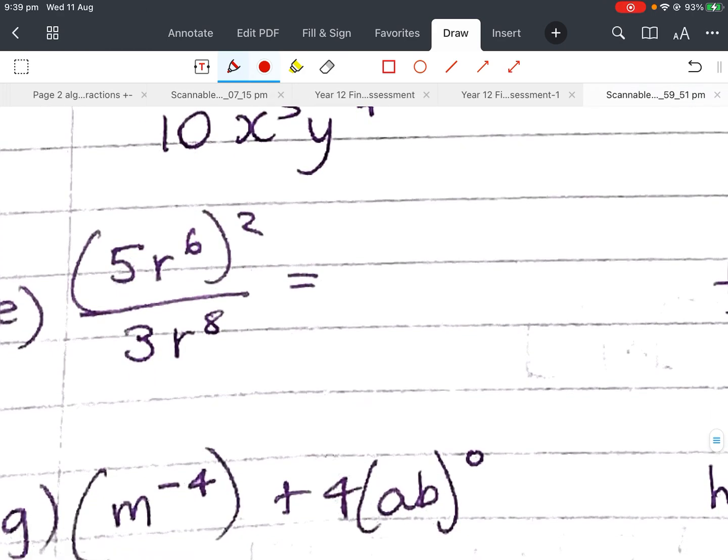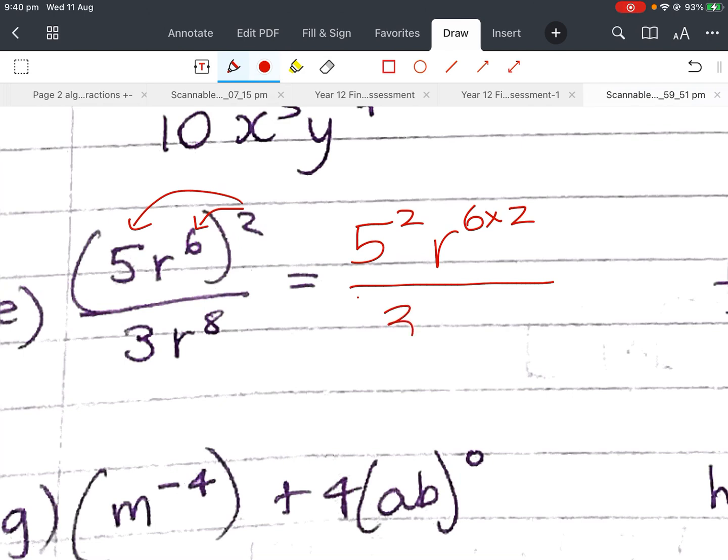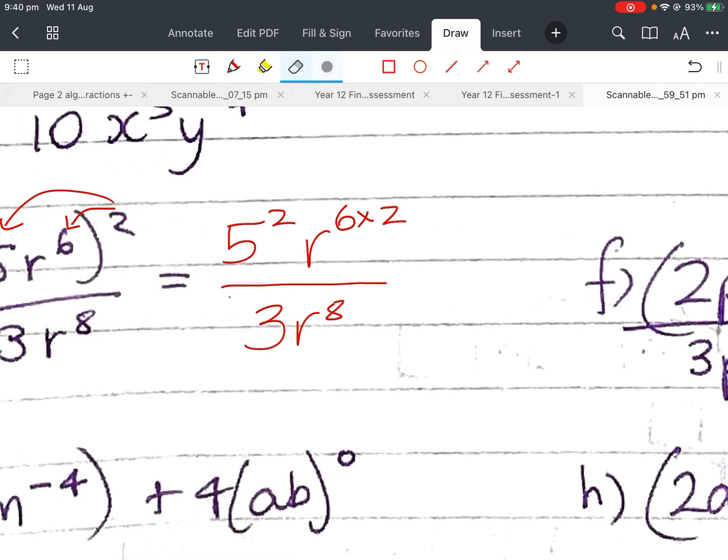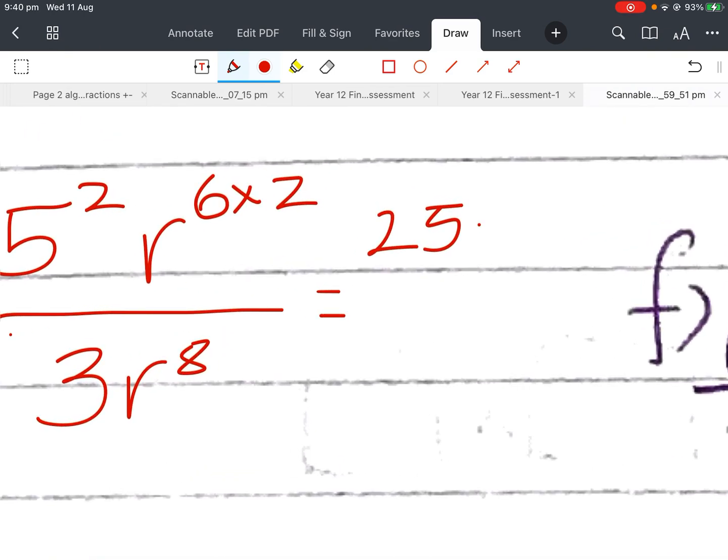Let's try this one, E. So remember, you've got to distribute the 2, or you can expand it. It's totally up to you. You find the way you want to do it. I'm going to distribute. So that means I get 5 squared and R 6 times 2. Okay, and I'm going to just write that on the bottom so I don't forget it. Anyway, here we go. Okay, equals, what's 5 squared? Hopefully you said 25. And what's 6 times 2? Hopefully you said 12. And then I'll just rewrite that there.